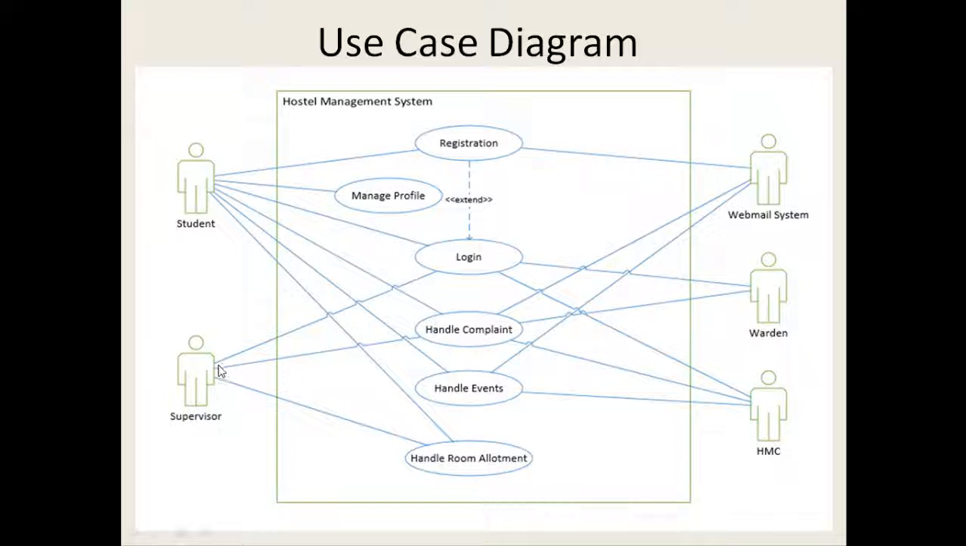So here I have connected login, handle complaint, and handle room allotment. While the student registers into the system, a webmail verification goes, so it is also connected to the webmail system. When any complaint occurs, if the status is changed by the supervisor, the student will get a webmail notification. And handle events: when HMC adds a new event or any competition is held by HMC, the notification of that also goes to the webmail system.